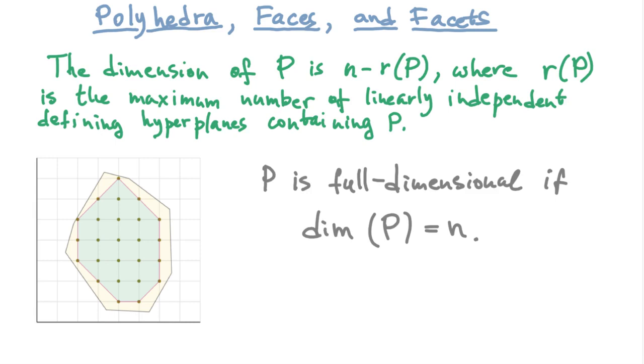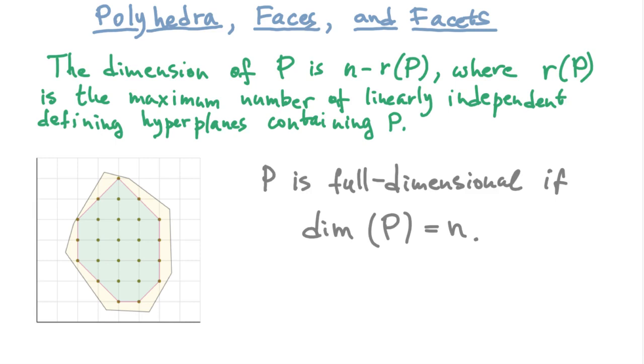Exactly. If it was a part of a line, that would reduce its dimension by 1, because our line would be the defining hyperplane that contains it. Then if it would belong to two intersecting lines, this would give us a point, which is of dimension 0, which is exactly n minus r(P). Is it clear now? Every time we add a hyperplane we lose 1 degree of freedom, so to speak.